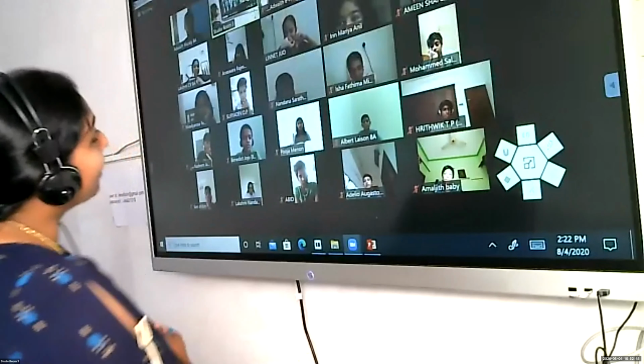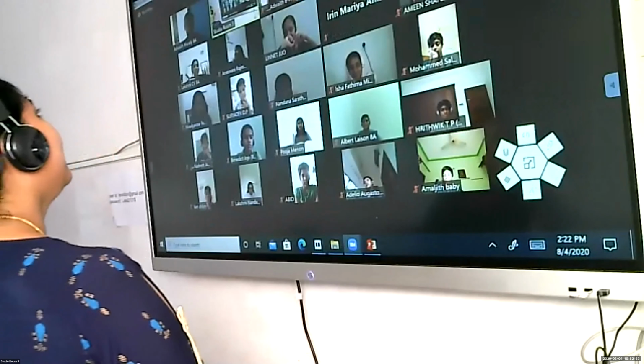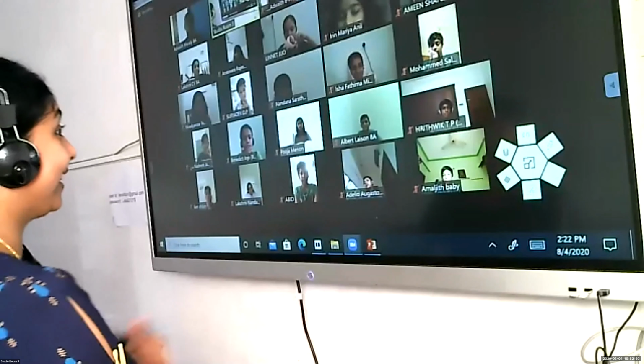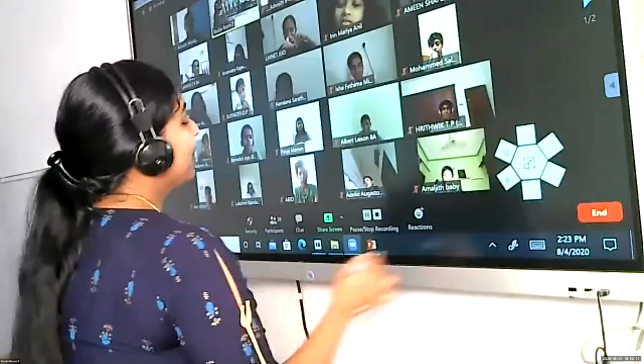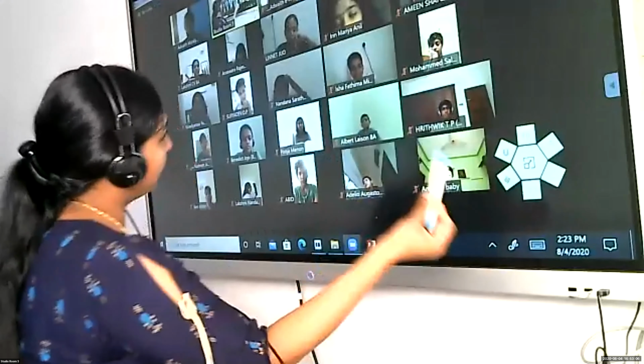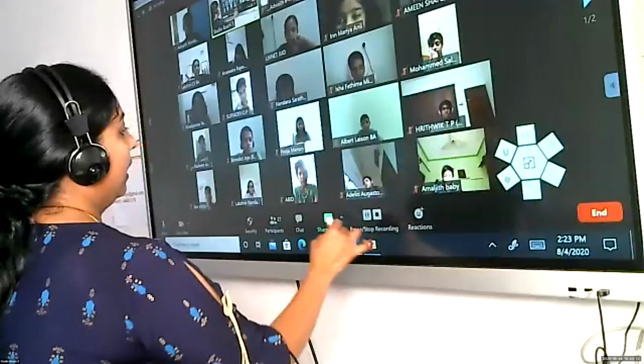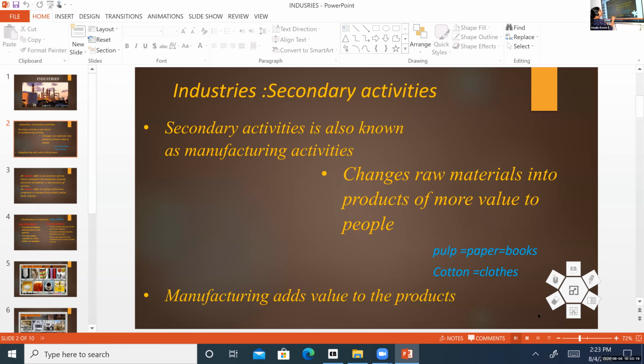Then for 1 kg tomato, how much do you have to give? 20 rupees, 25 maximum, right? I think so. So if you want to buy another product made from tomato, like ketchup, we have to pay more for tomato ketchup. So it adds value to the products. Clear?